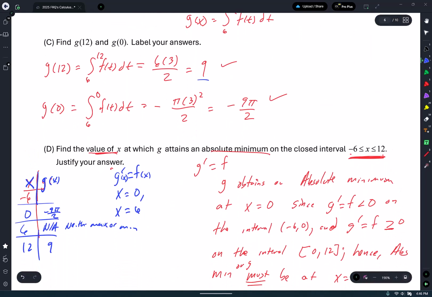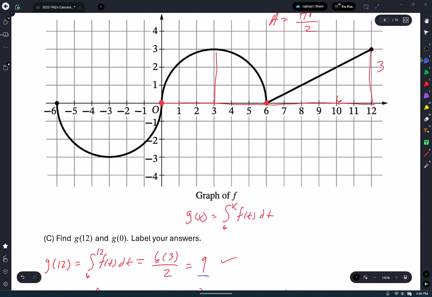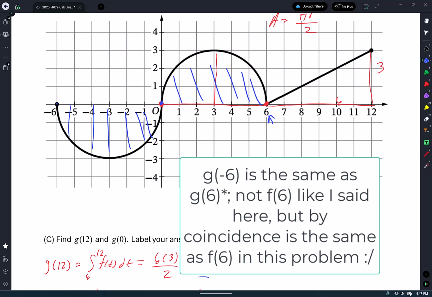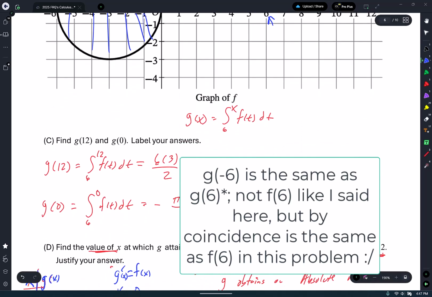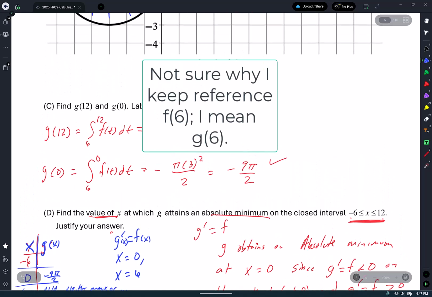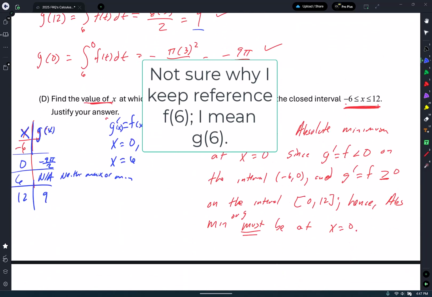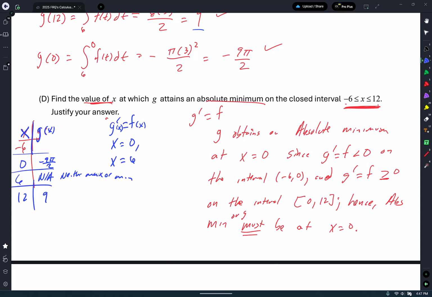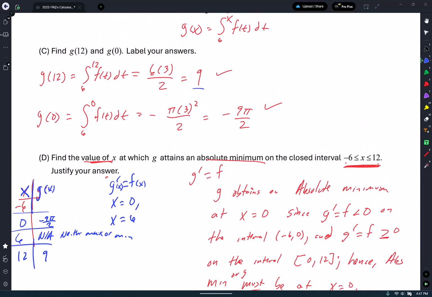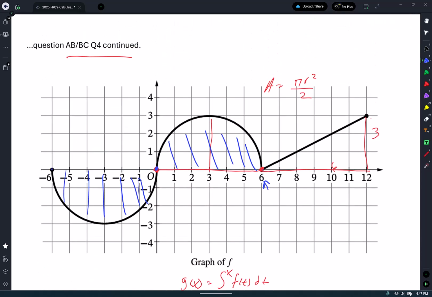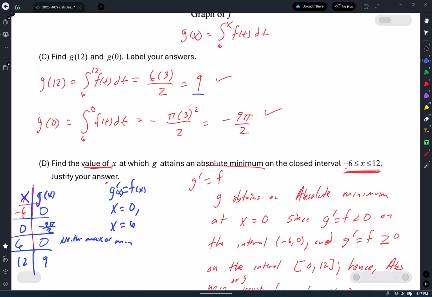And then, what about negative 6? Well, let's see. At 0, I was negative 9 pi over 2. And then this area here cancels out with this area here. So G of negative 6 is the same as f of 6, which I never got. Wait, did I get f of 6 somewhere? No, but we don't need it. I guess we should find it real quick, right? Well, G of 6 is 0. What am I talking about? Man, look, it's been a long day. We don't need it, but it's 0, by the way. And if G of 6 is 0, then G of negative 6 has to be 0 as well.